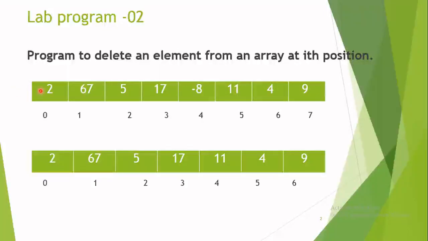Here I have considered an array with 8 elements. So the array elements are 2, 67, 5, 17, -8, 11, 4 and 9. Suppose if I specify the position of an array element as 4, then the element that is present at this position, that is -8, has to be removed from the array. So this is what a deletion operation is.